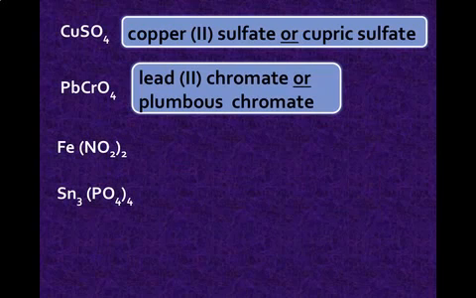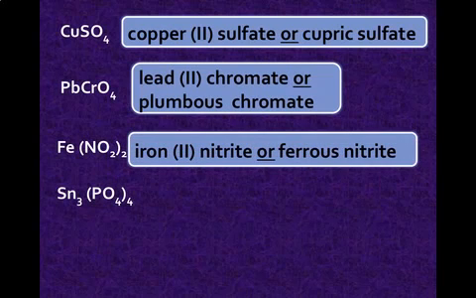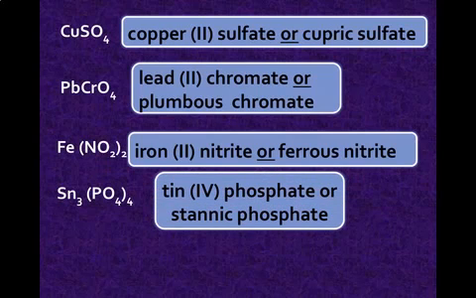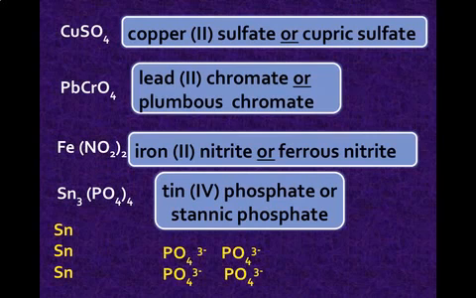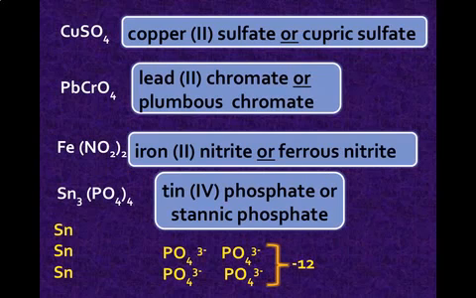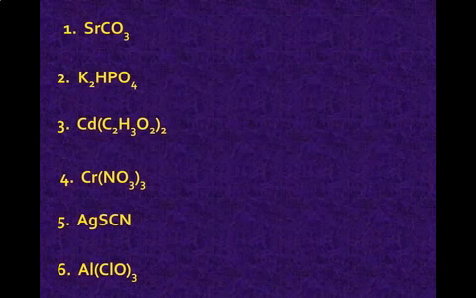Fe, iron, is another one we have to watch. NO2 is a 1-, and there's 2 of those, so that means Fe has to be a 2+. So iron 2 nitrite or ferrous nitrite. And then tin is another one we have to watch for. That's going to be tin 4 phosphate or stannic phosphate. And this is how we figured this out. There's 3 tins and there's 4 phosphates. And we know all the phosphates are -3. So if there's 4 of those, that makes -12, which means these 3 together have to equal +12, and they're all going to be the same, so they're 4.